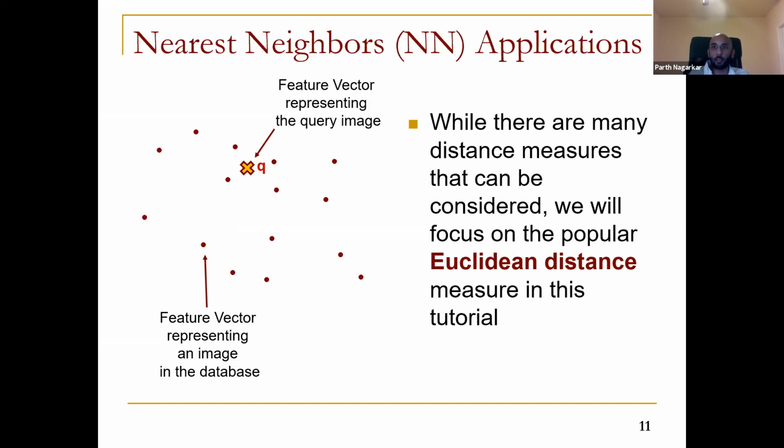Another important thing is that while there are many distance measures that can be considered, like the cosine distance, the Hamming distance, and so on, in this tutorial we will focus on the popular Euclidean distance measure, and all the techniques that we will explain will be focused on the Euclidean distance.